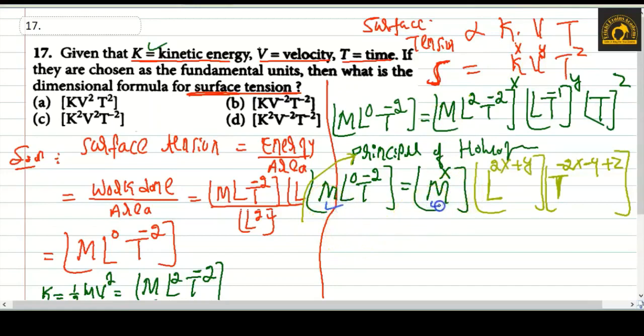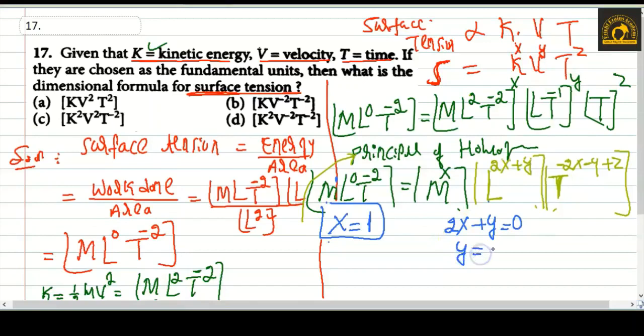So x is equal to how much? x is equal to 0. Then L: 2x plus y is equal to 0. Then y is equal to how much? Okay, so that is x is not 0. Let's see, x is equal to how much? So m to the power of 1, that means x is equal to 1. Okay, x is equal to 1. Then 2x plus y is equal to 0. Then 2 into 1, that is y is equal to minus 2. Okay, y is equal to minus 2.